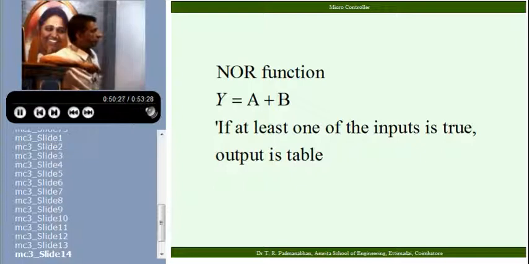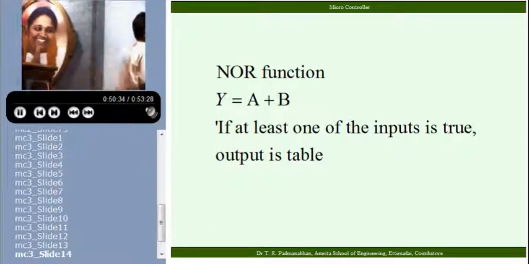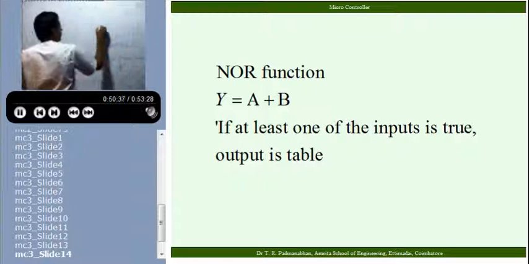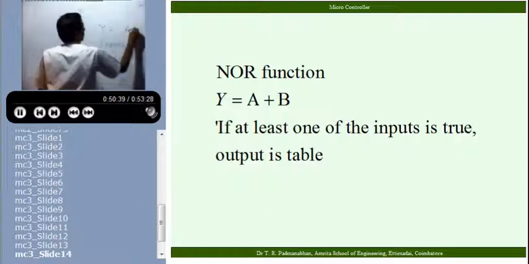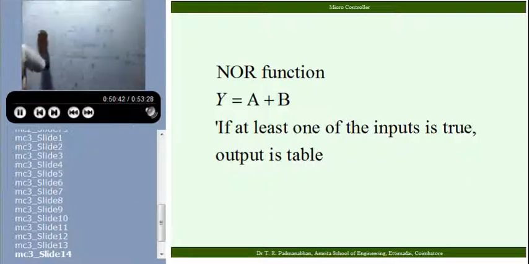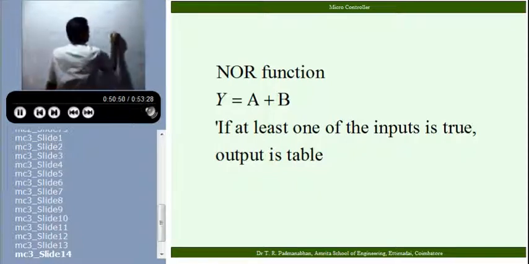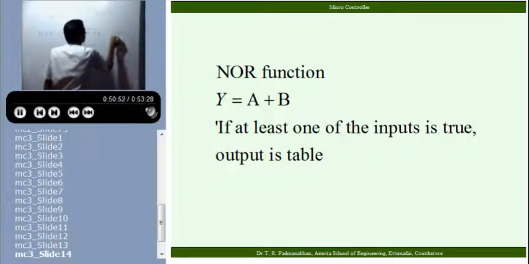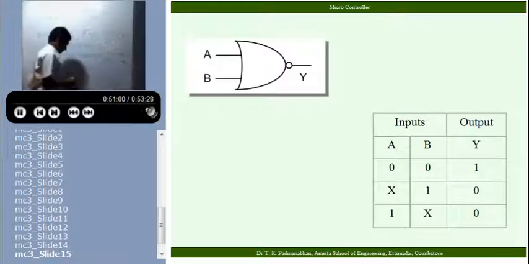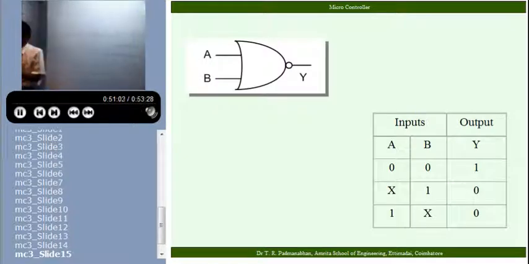Similarly, I got a NOR function. NOR function, I made a mistake here. It should be Y equal to (A or B) bar. It is an OR gate with two inputs plus an inverter. It's an OR gate followed by an inverter.